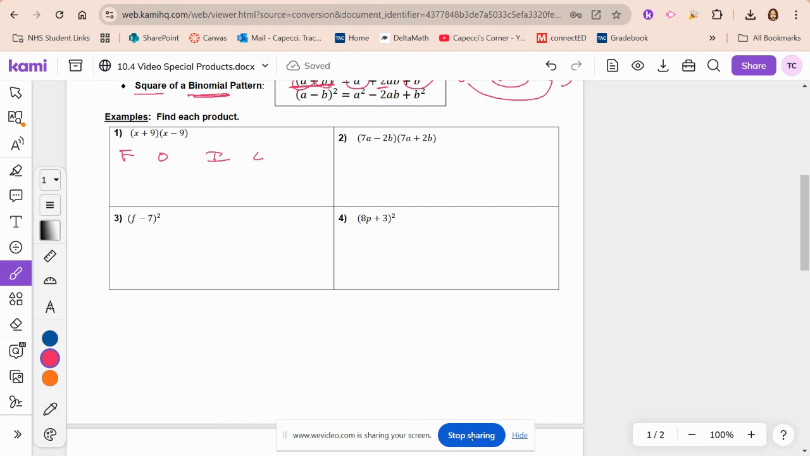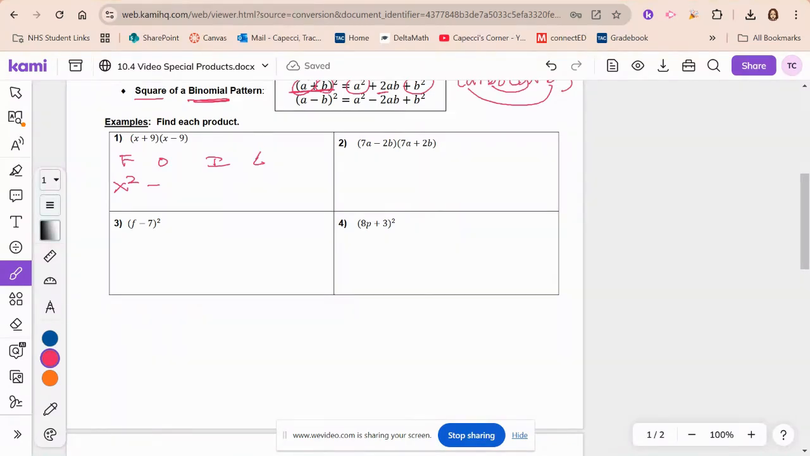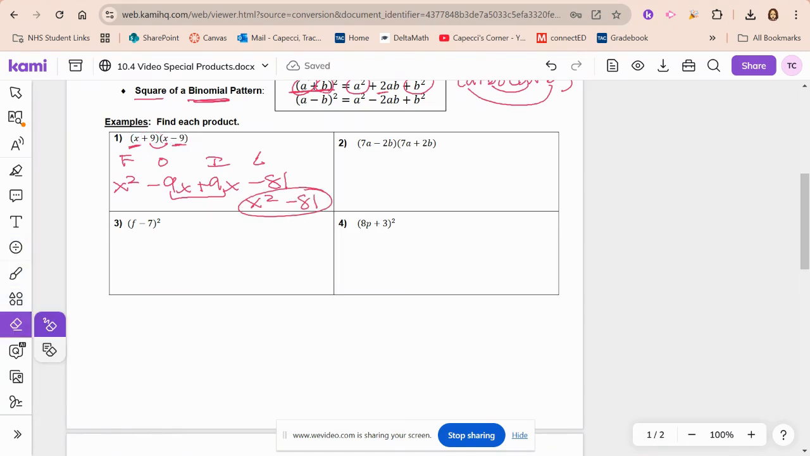So I notice on my first one, x times x gives me x squared. My outside term will be negative 9x. My inside term will be positive 9x. And my last term is going to be negative 81. I combine my middle two terms. They're going to zero out. So my final answer is x squared minus 81. Now remember, that happened because I have the exact same binomial with different signs. So that's why the outside and the inside terms zeroed out.